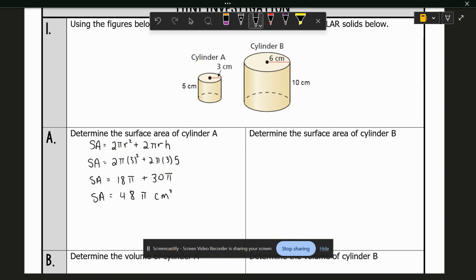Now, you could use the decimal. So 48 pi is going to give you approximately 150.796 centimeters squared.